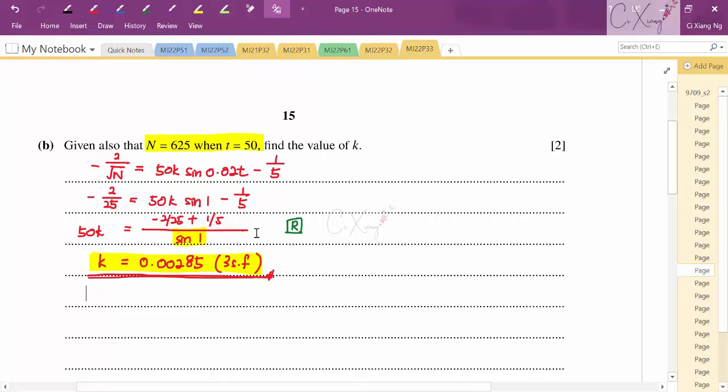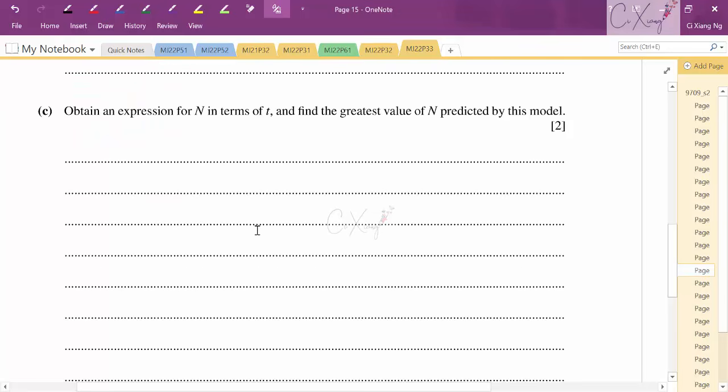All right. Okay. Then now let's proceed to part C. Now they want us to have the expression for n in terms of t and find the greatest value of n predicted by this model. Okay, so we need to rephrase our equation, to become n in terms of t first. Okay, so again, I try to rewrite our answer in part A. So 50k is 0.000285, right? But of course, that is when we write it shorter. For the calculation, I will just use the original value for the k, which is a long one, right?